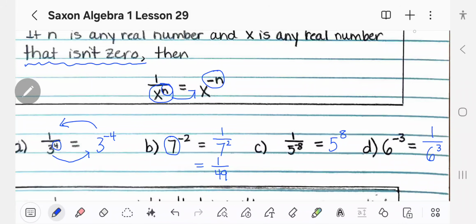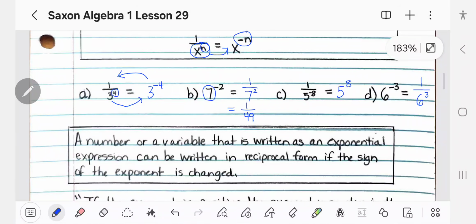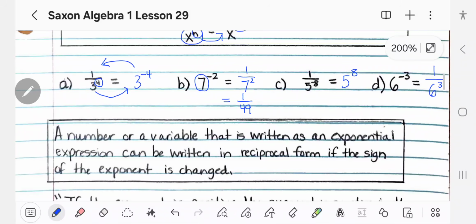So using that, they go ahead and they summarize it a little more, and they say a number or a variable that is written as an exponential expression can be written in reciprocal form or as a fraction if the sign of the exponent is changed. So let's go back through that.